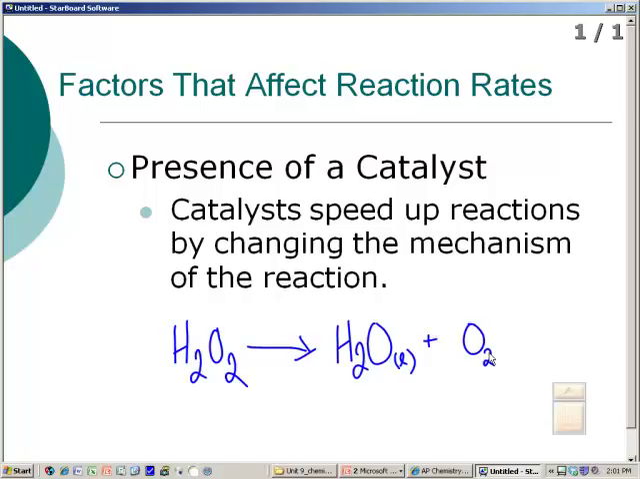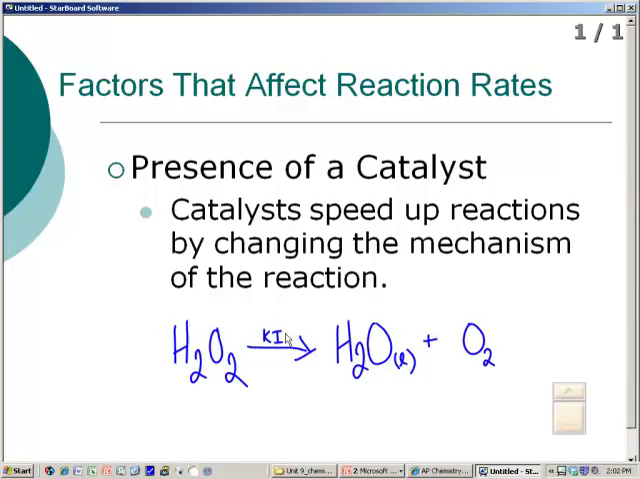So anyway, this is not balanced, but one of the things that we could do to speed up the decomposition of hydrogen peroxide is by introducing a catalyst. And usually the way that we introduce a catalyst is by writing it over the top of the arrow. Potassium iodide happens to make this particular reaction speed up a huge amount.